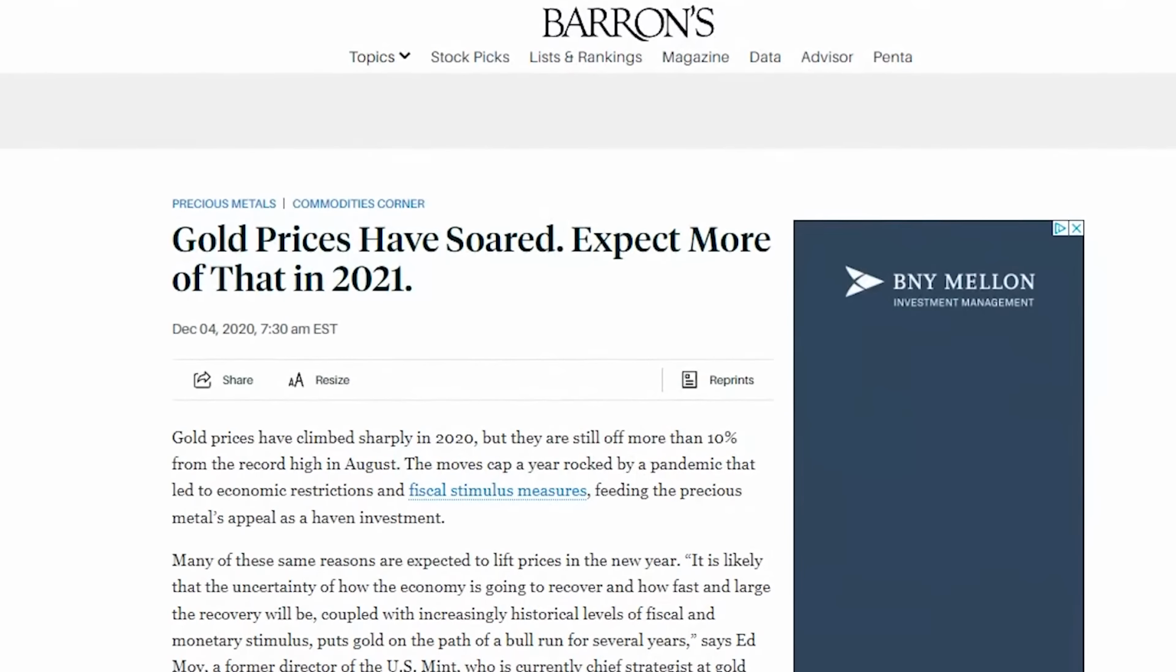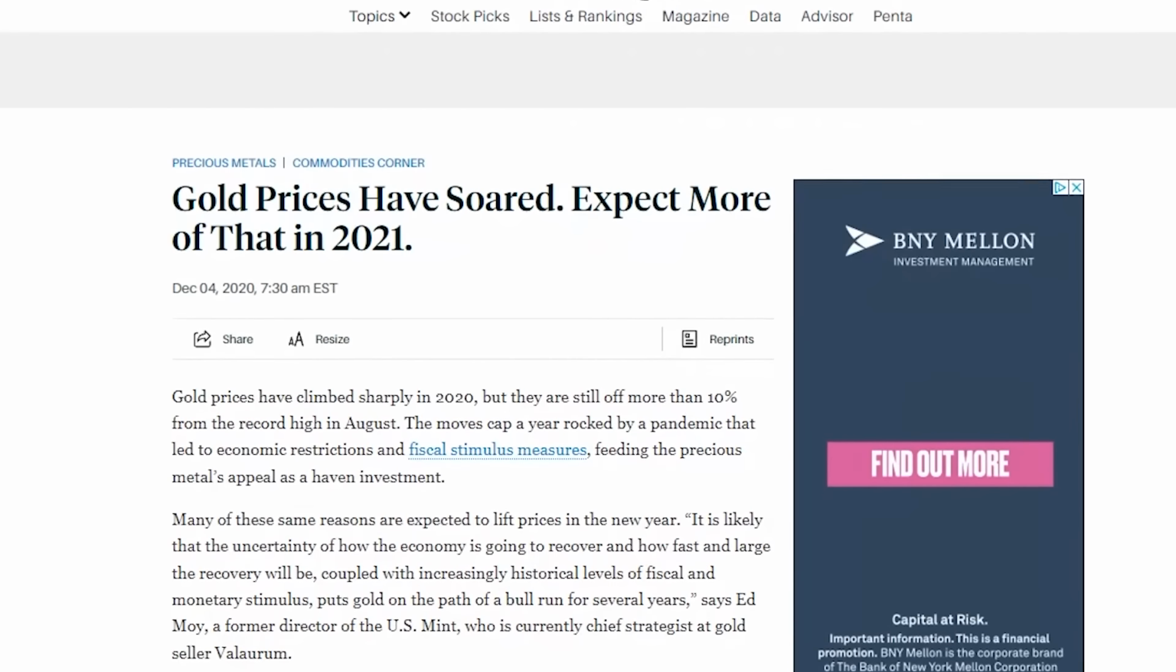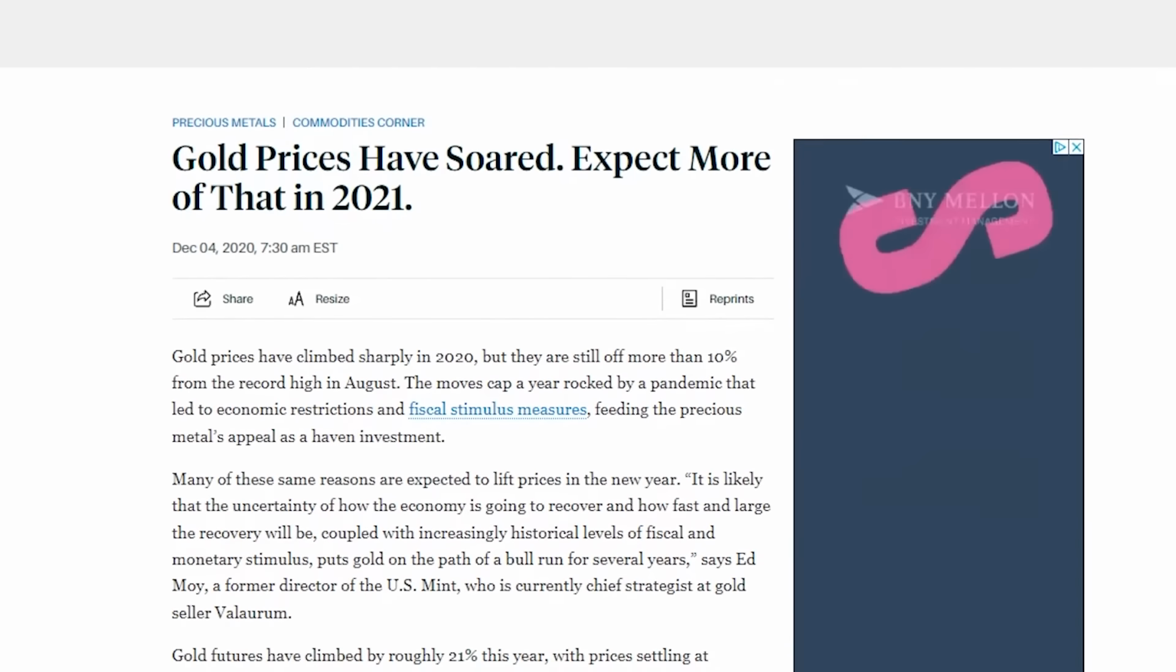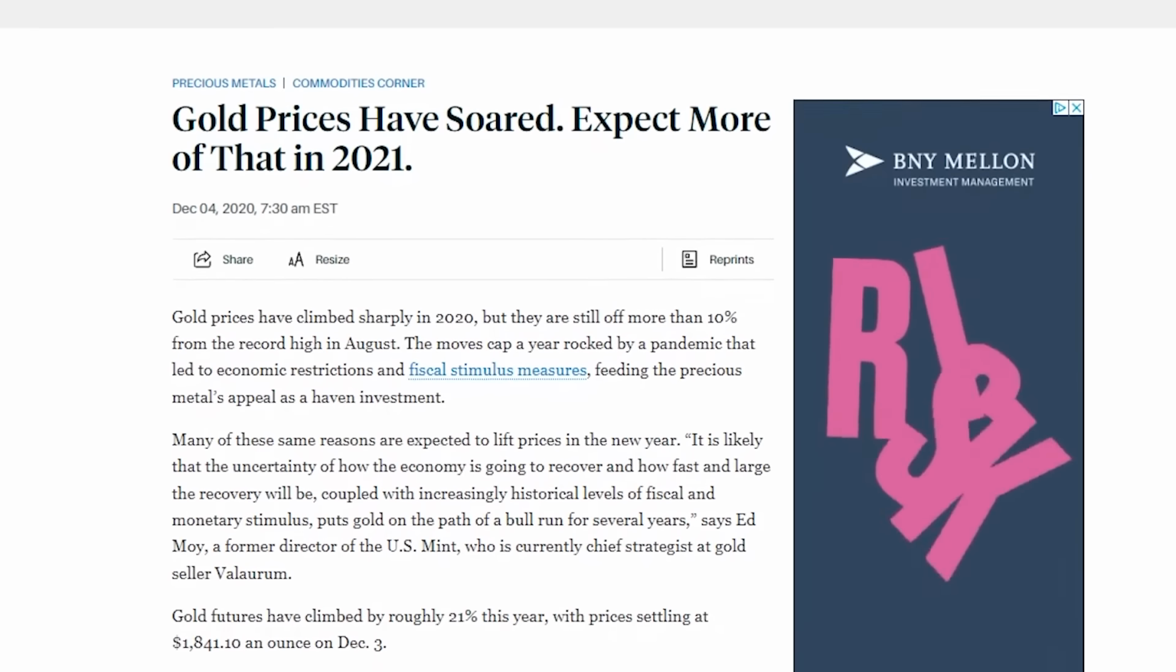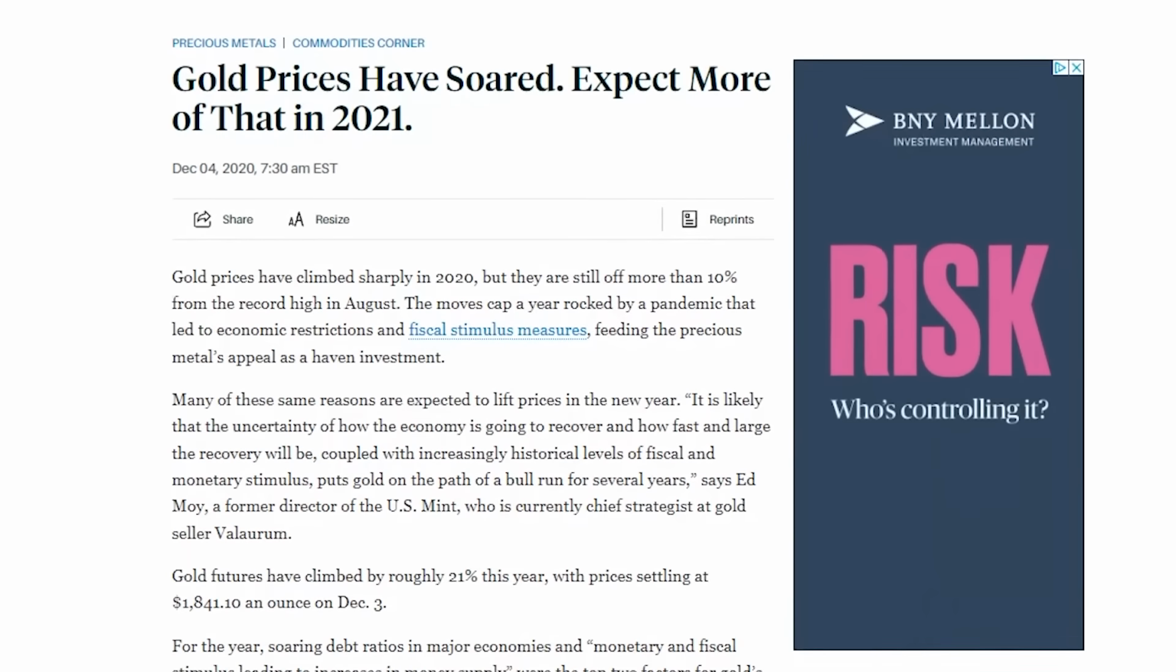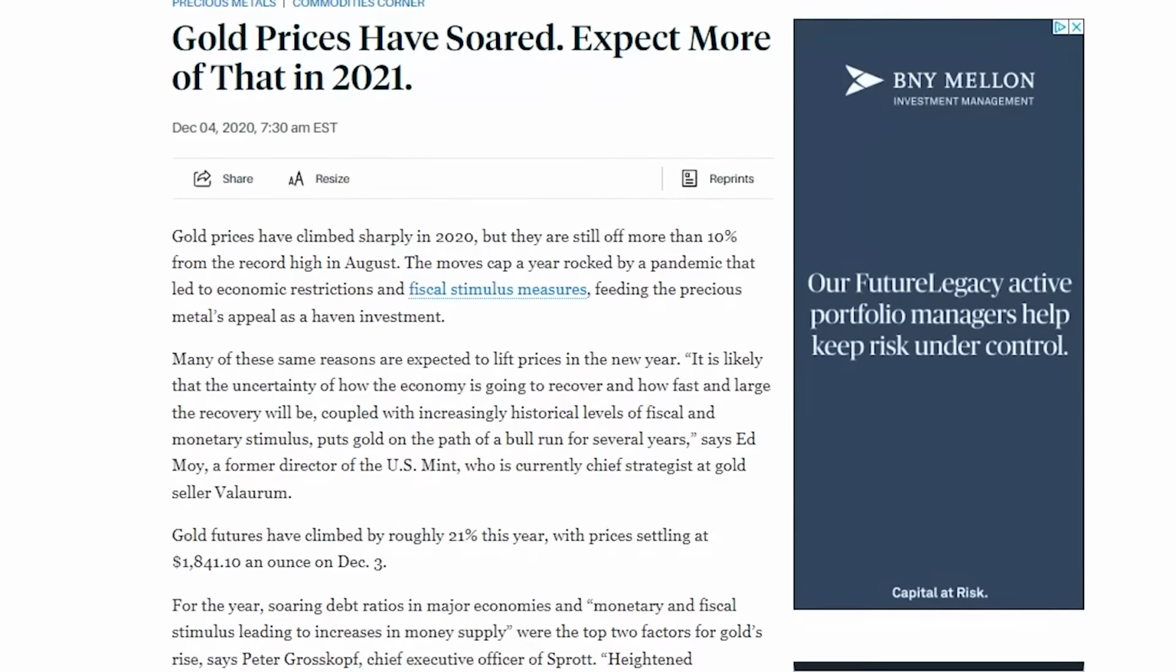So I'll use a worked example. I'm going to share my screen. Here we have a news story. This is from Barron's, and this was back in 2020. Gold prices have soared. Expect more of that in 2021. If you cast your mind back to 2019, 2020, gold had been rising steadily, rising all the way up towards $1,500, $1,600, $1,800 and more.